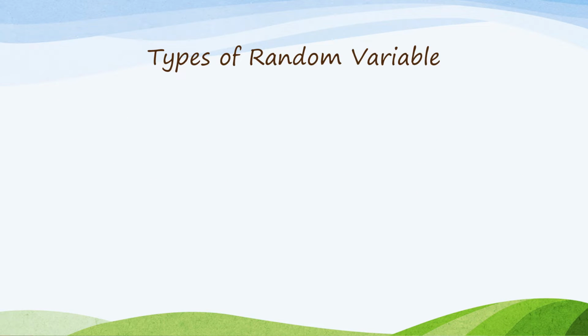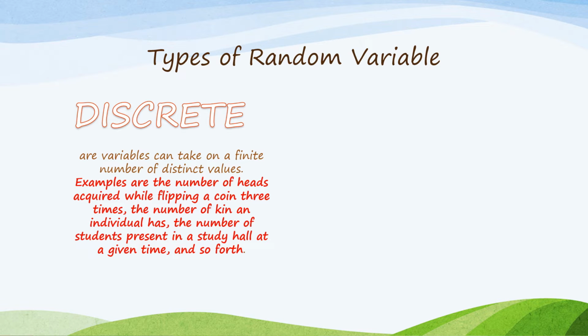Let us determine the different types of random variable. The first one is discrete. The definition of this are the variables that can take a countable number of distinct values. Let's take an example of this. The number of heads acquired while flipping a coin 3 times. The number of kin an individual has. The number of students present in the study hall at a given time, and so forth. So these are examples of discrete.